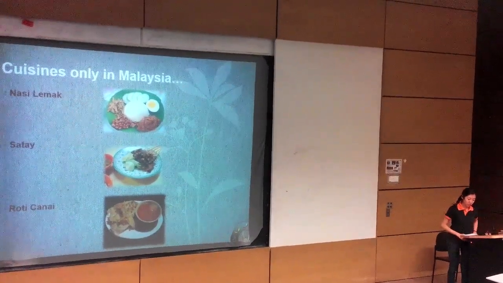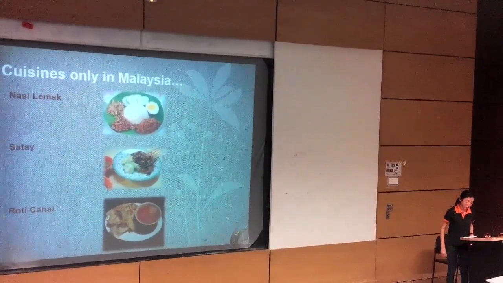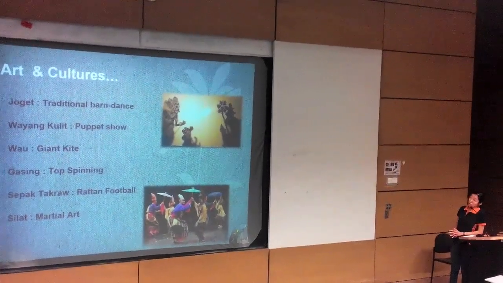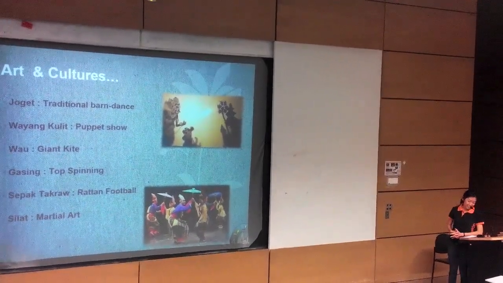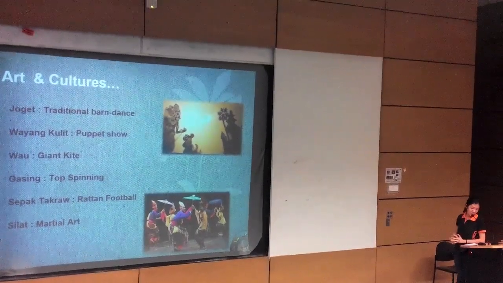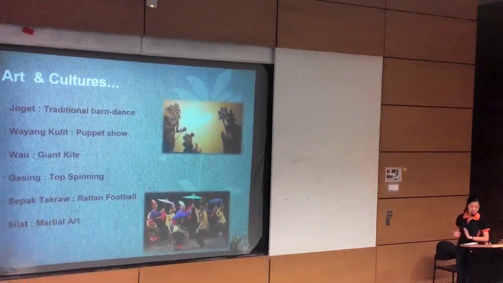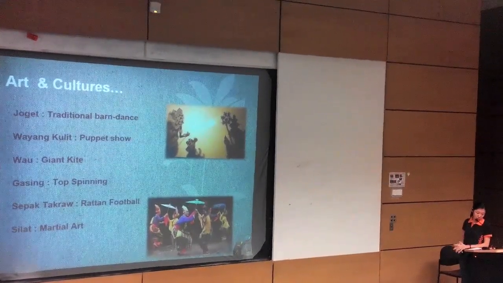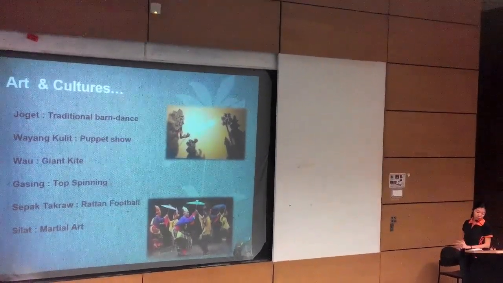Next, we move on to Malaysian art and culture. The first one is the Malay traditional dance, which is called joget, and then the second is the puppet show, which has been very popular in Malaysia for centuries. It is usually made from cow and buffalo skin.